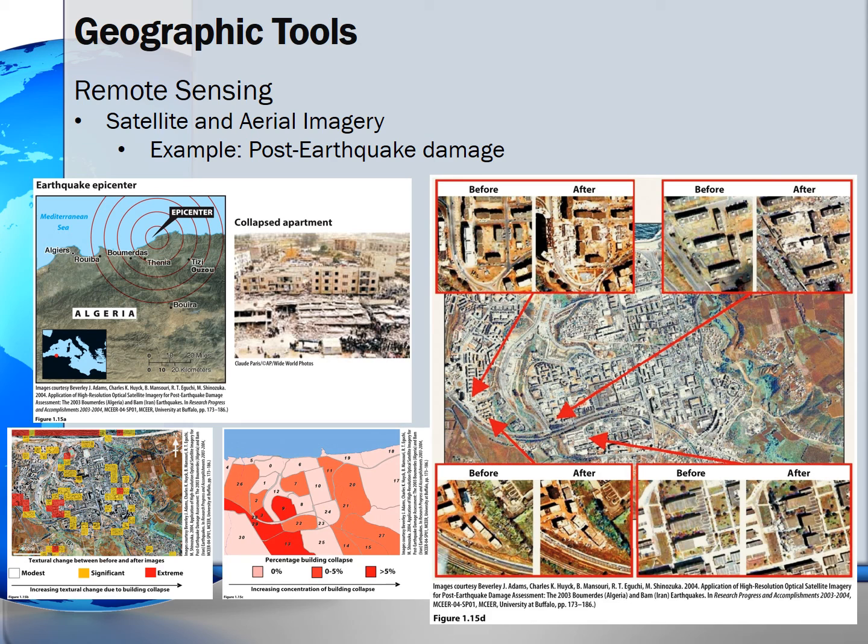How geographers use this tool is depicted in the example from the textbook of the post-earthquake damage in Boumerdès, Algeria, on May 21, 2003. The map in figure 1.15 on the far upper left shows the epicenter of the earthquake. And the photo just to the right of that shows the structural damage of the buildings, specifically of a collapsed apartment. As you can see, structural damage in the city was severe and spatially variable.